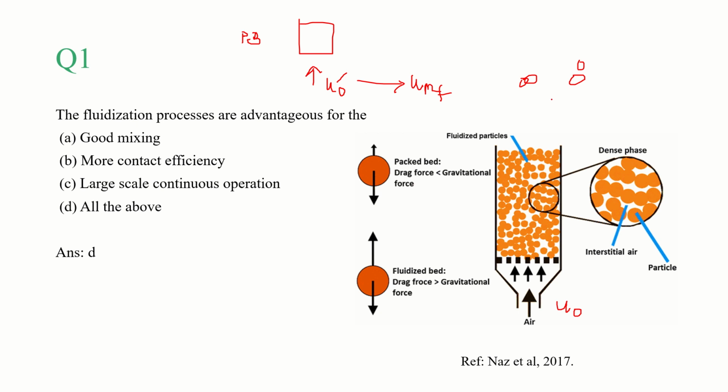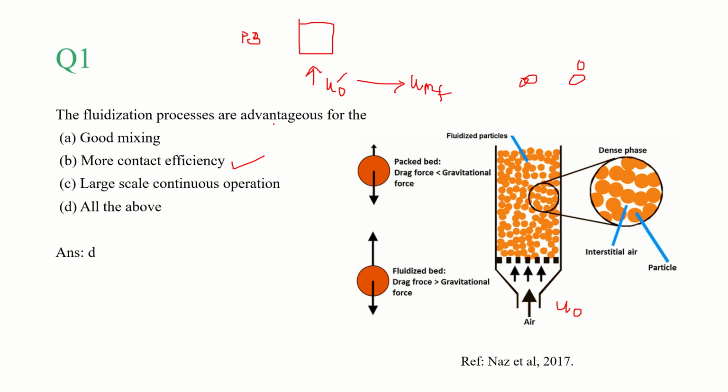So we go for the fluidization phenomenon where we make the particles move. The particles would be very loosely packed at that time, so they would be fully exposed to the incoming fluid. That is the advantage of the fluidization process. So we know that we get more contact efficiency.